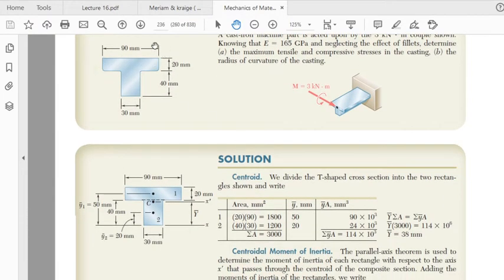Say we have this cross section. This is the cross section of some beam, and we will talk about beams in our course of mechanics of materials, that is going to be in your fourth semester. So this is just the cross section, and we want to find the second moment of area about the centroidal axis.